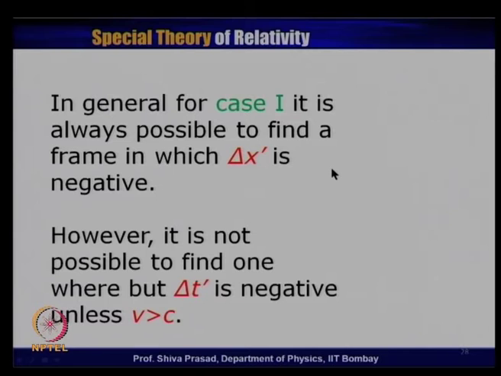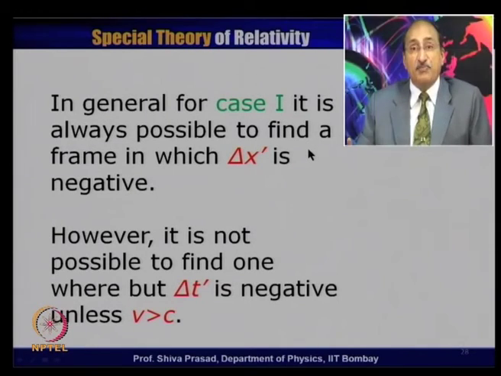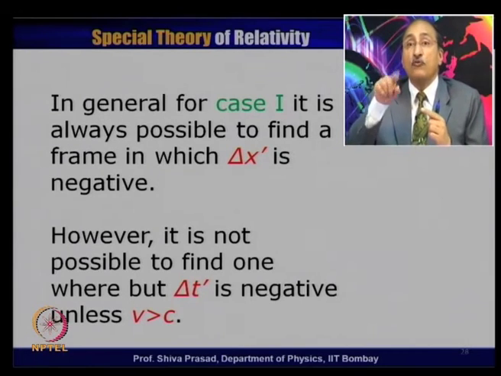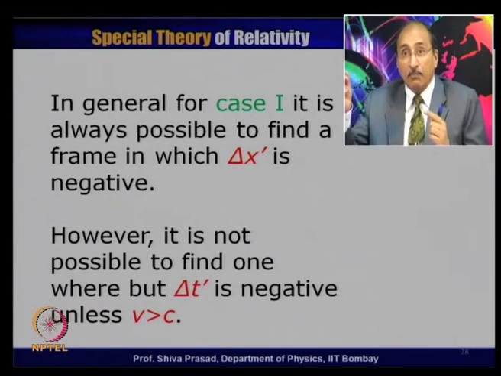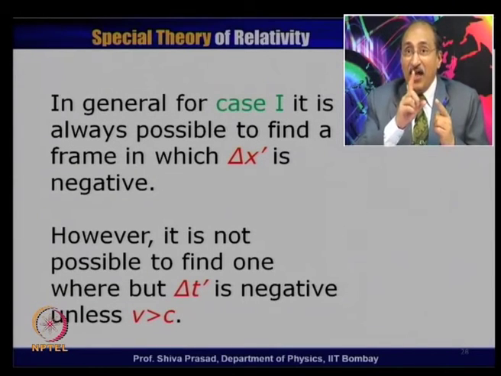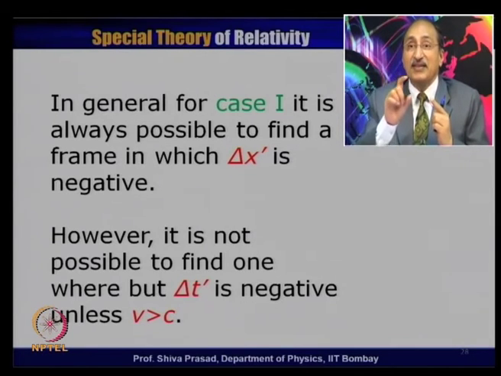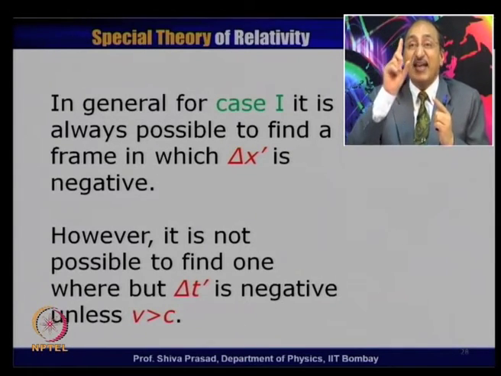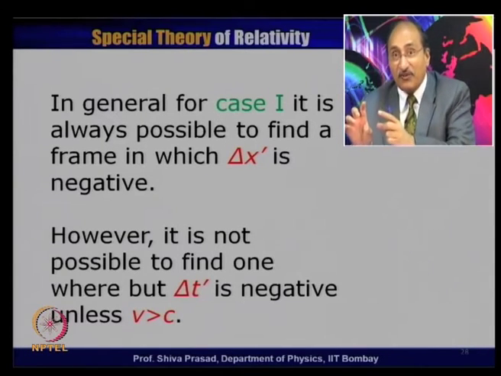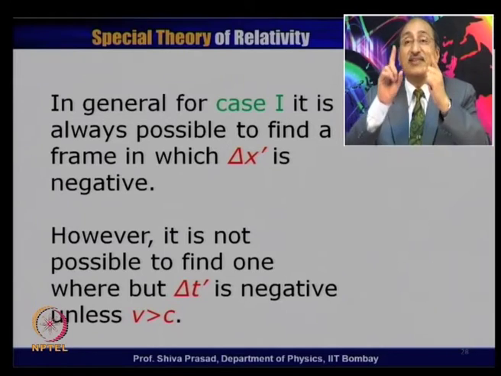In general, for case 1, it is always possible to find a frame in which delta x prime is negative. Even if it was not 0.9, it was 0.92, then I could have used v is equal to 0.93. But I will never be able to make delta t prime negative unless v becomes larger than c, because only in that particular case the ratio between v and c will exceed 1, and then when it is multiplied by a factor which is less than 1 can yield you a value which is greater than 1.